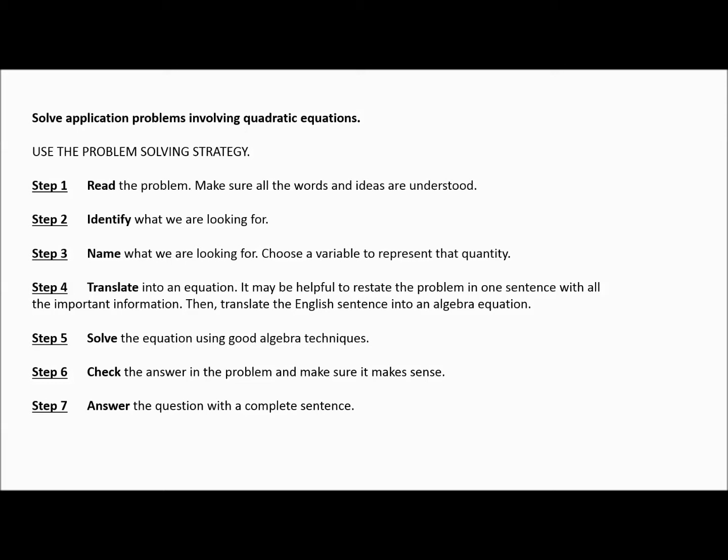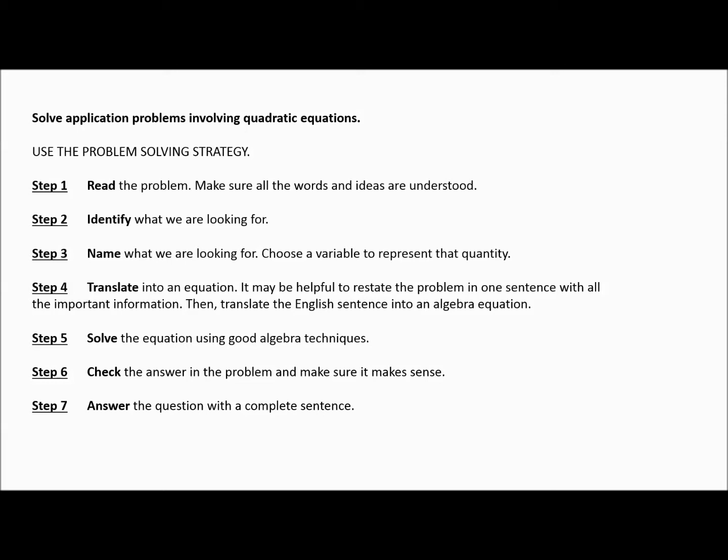It may be helpful to restate the problem in one sentence with all the important information, then translate the English sentence into an algebra equation. So sometimes that's the hardest step, and we're going to work on that and practice that.